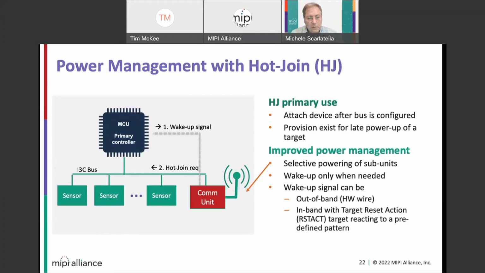It can notify it wishes to join the bus, and then certain things happen. This feature can also be used to selectively power on and off a part of the system. Let's say a typical IoT device has some readings that you're collecting over the day, and then on a periodic basis, you wish to send out this data.